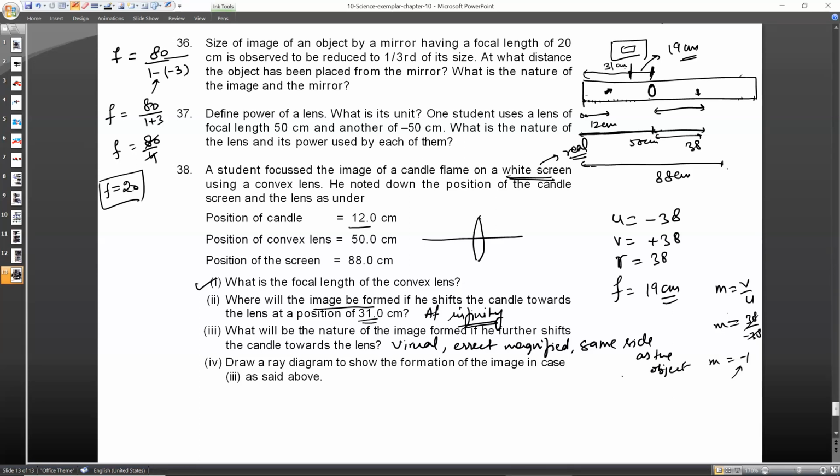Okay, in case of lens, it is the same side. And draw the diagrams in case of third. So will you be able to form the diagram? Yes, sir. Next.